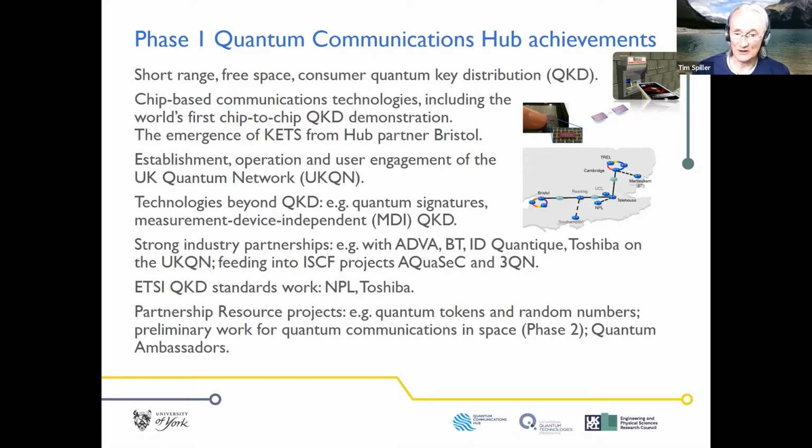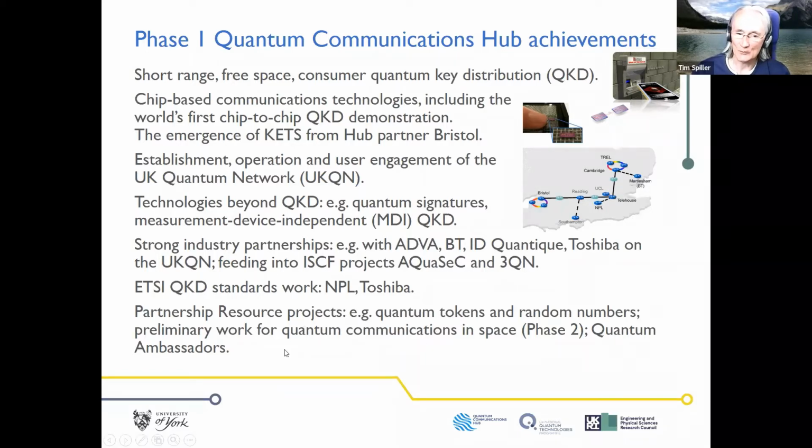And we used those in a strategic way with the idea that if there was a phase two, which we were optimistic about, we would be able to bring in some of that work that was developed through partnership resource projects in phase one and bring it into the main hub in phase two. And that's exactly what happened. You'll see that we're doing significant work in phase two on quantum communications in space. Well, there was none of that in phase one. And we've expanded our work significantly on random numbers. I'll say a bit more about that. And there are other new protocols that we brought in during phase two.